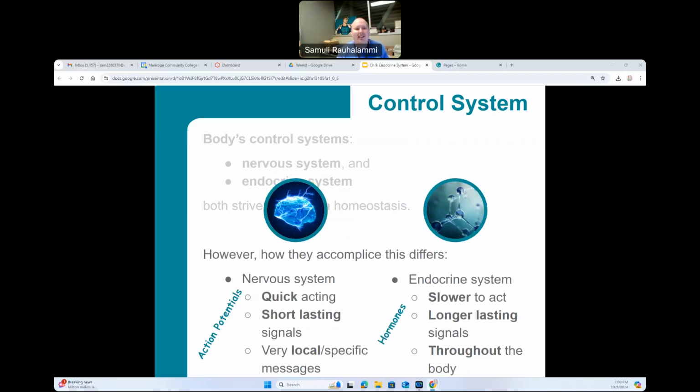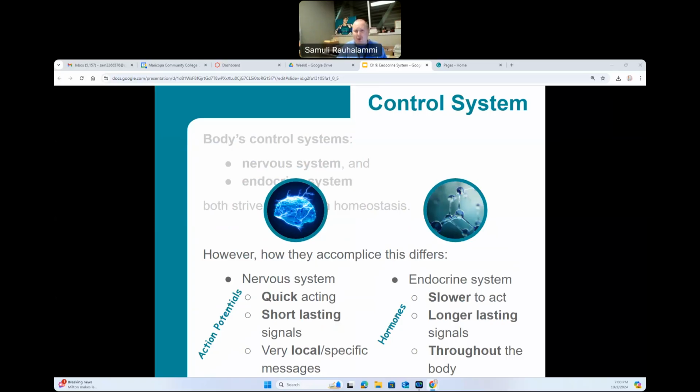So, like I said, the endocrine and nervous system differ in how they accomplish their role of regulating other body systems. Whereas the nervous system really acts through action potentials, so these were our nerve impulses that we spoke about, we end up seeing that these action potentials are incredibly fast. They're very brief, so short lasting, and they're also very targeted, so they go from the origin to the target and only there.